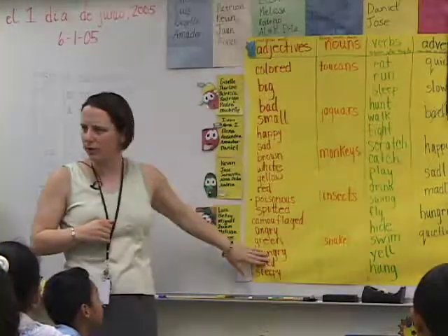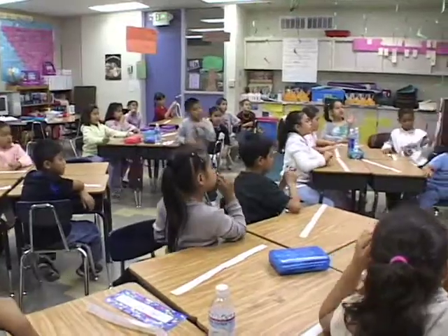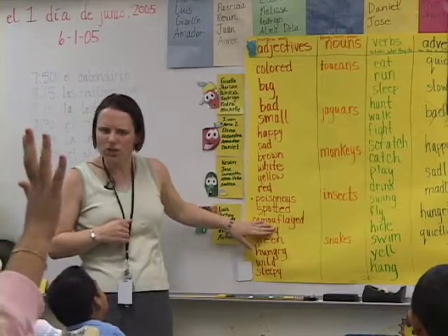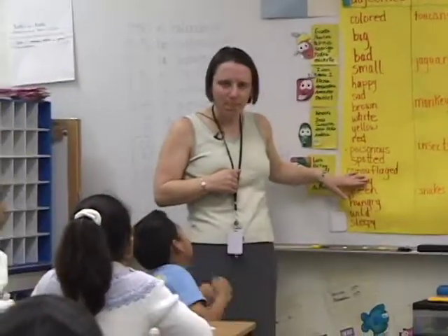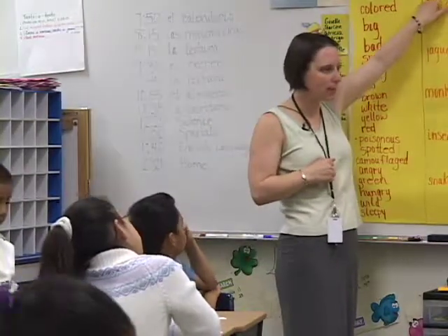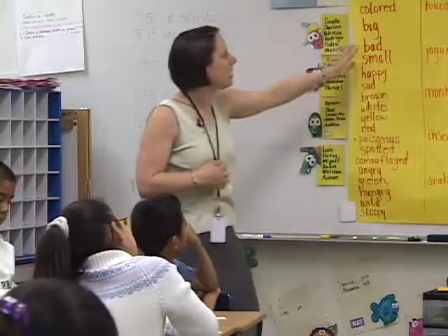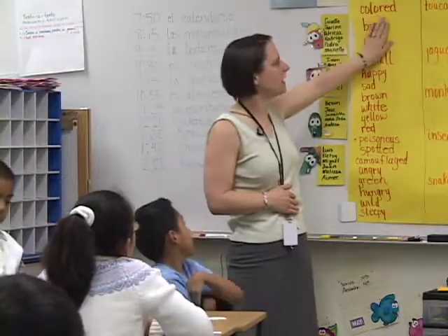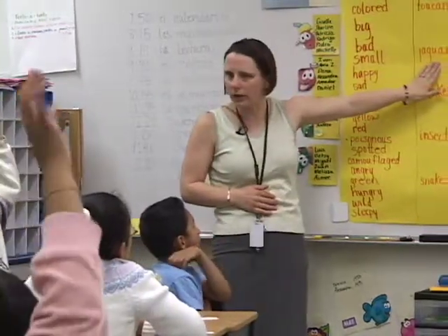Okay, and we have these red words. What do these red words do? Adjectives. And what do they describe? Our nouns, our people, places, or things. Okay, so who can give me some adjectives that describe a jaguar?